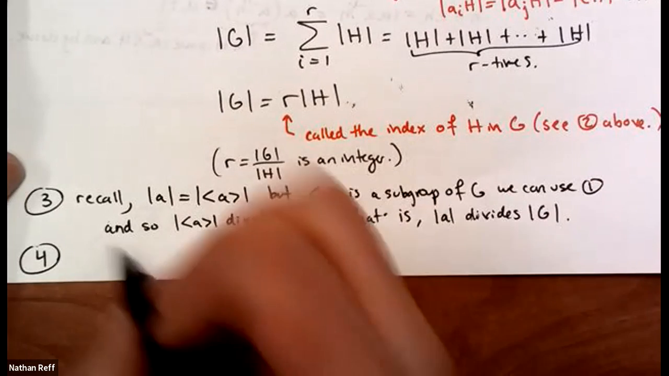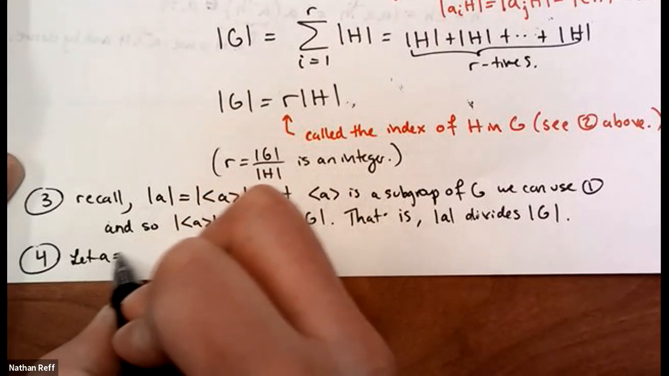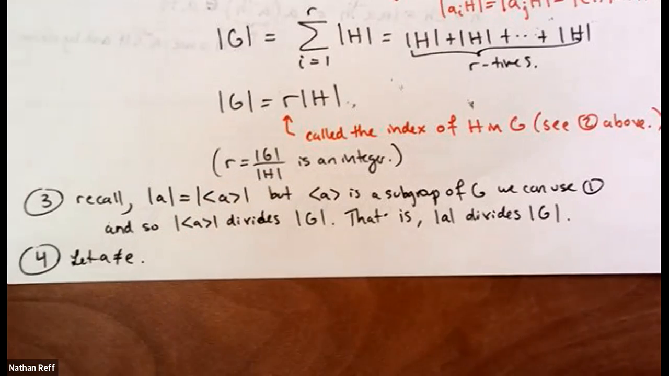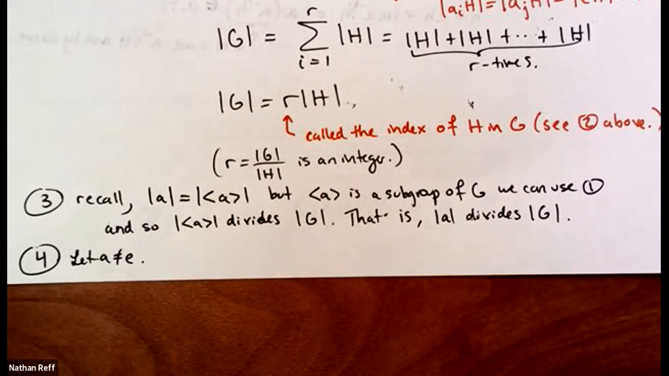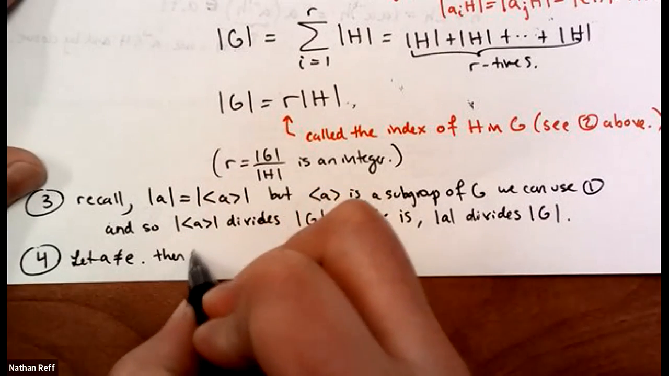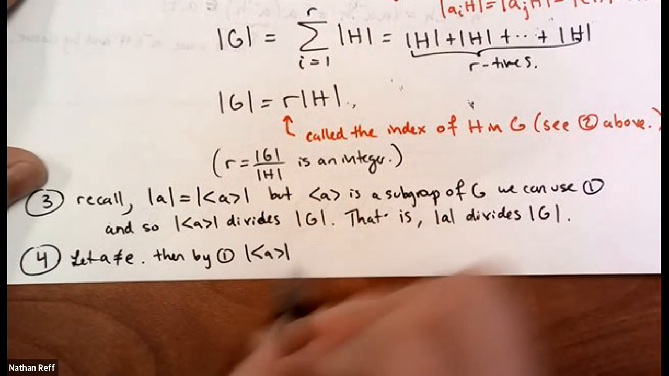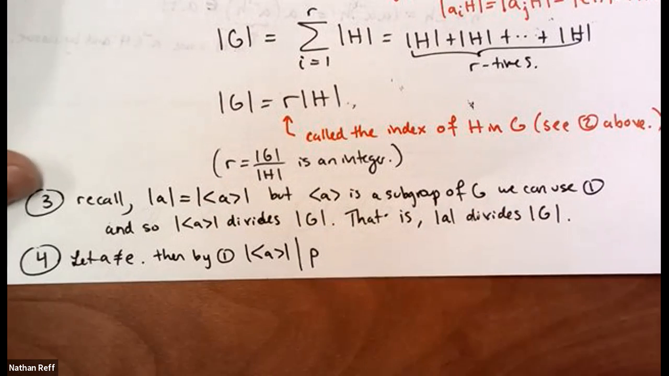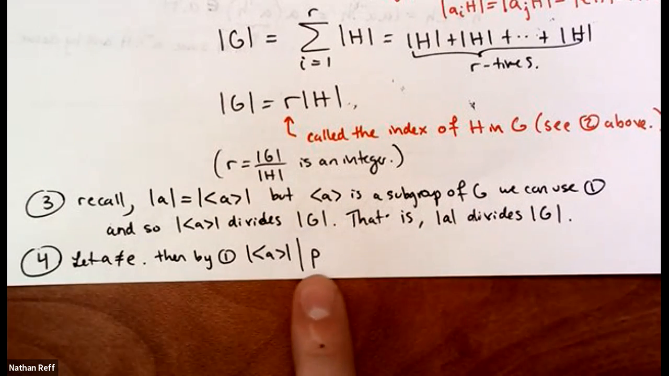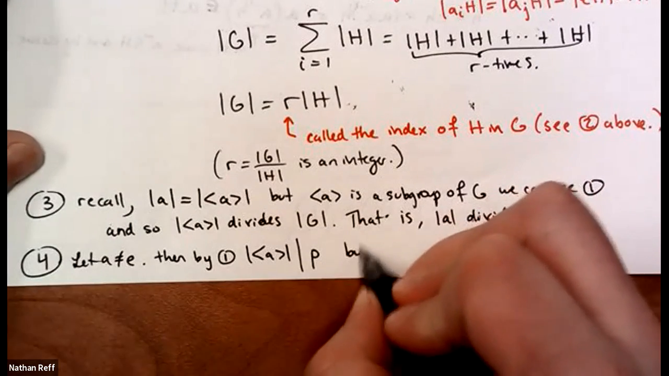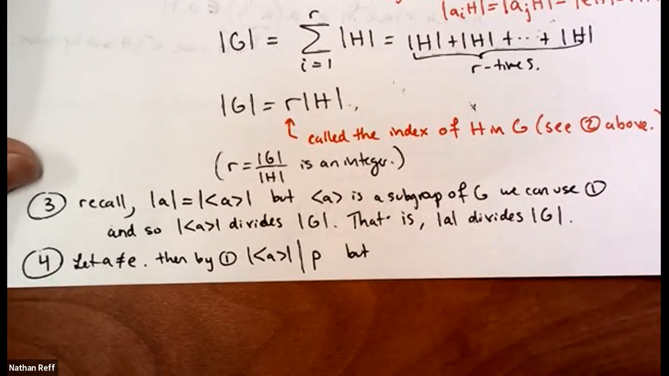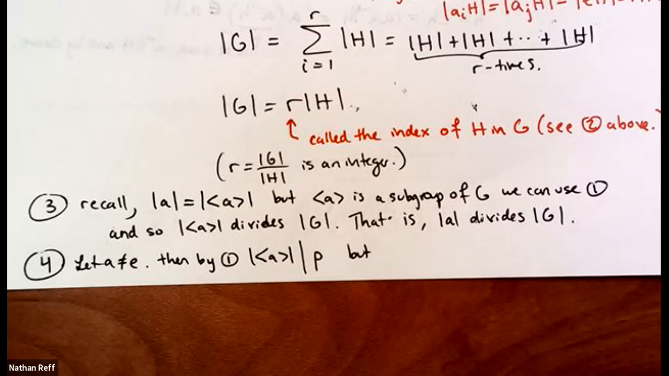Okay, so let A be a non-identity element. Then by 1, the order of A must divide the order of the group, which is P, right? So the order of the group must be divisible by this. But what does that tell you about the order of that cyclic subgroup? If it has to divide a prime, what are the only possibilities?